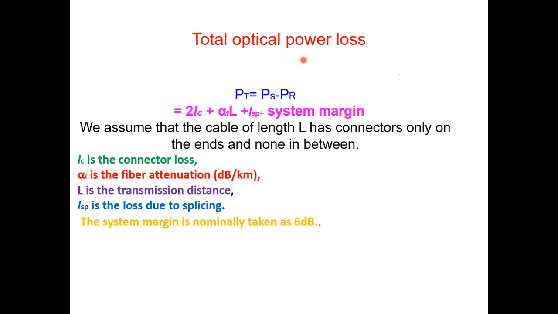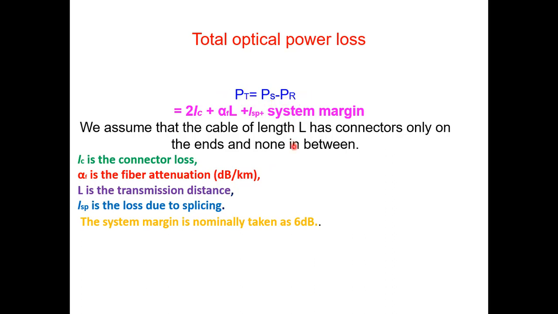So the total optical power loss is PT. PS is the power from the source, PR is the receiver power, or you can call it the optical sensitivity. So for your total power loss, there is power at the source and power at the output, so the remaining power, where is it? It is lost. I am calculating that loss. So PT is equal to PS minus PR.